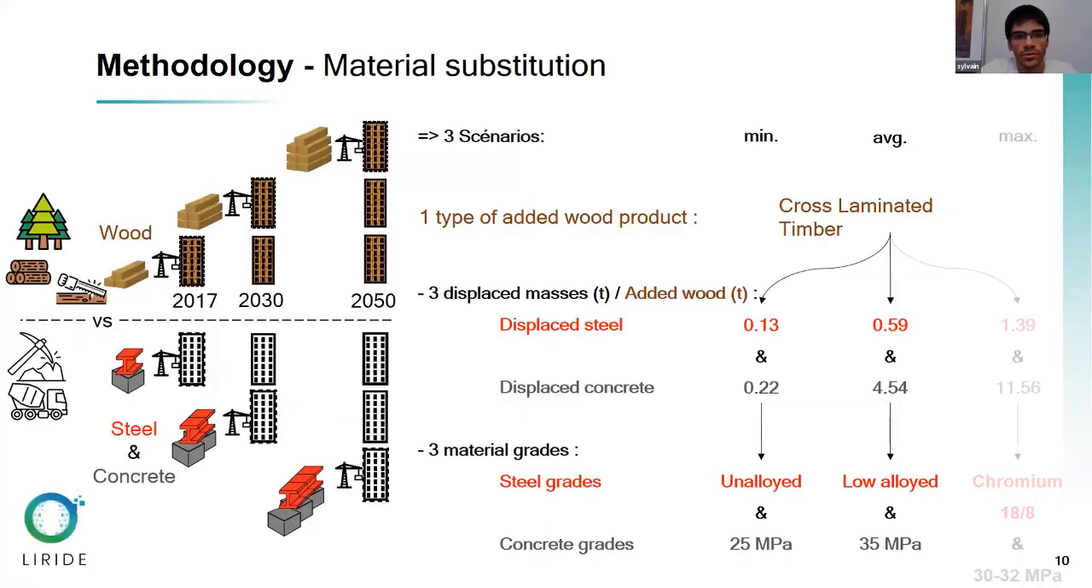So in the next slide, a few words about the production phase. Thanks to different case studies, we were able to have an estimation of how much steel and concrete can be substituted if we add 1 ton of wood. So we had 3 scenarios. I will only focus on the minimum scenario and on the average scenario. And for each scenario, we use different types of steel and concrete.